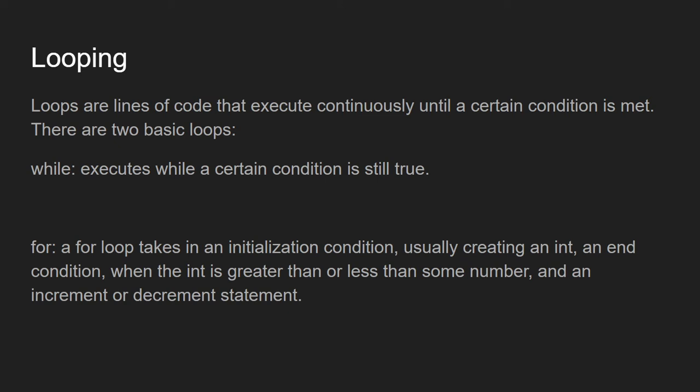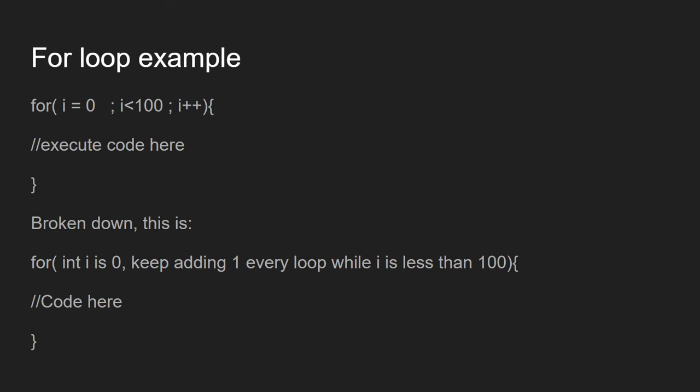You go i, j, and then k, and then l, and basically every time, you have a third statement. Every time it loops through, it can increment or decrement by a certain number. Usually it's by 1, and you just count. So this is a for loop example.